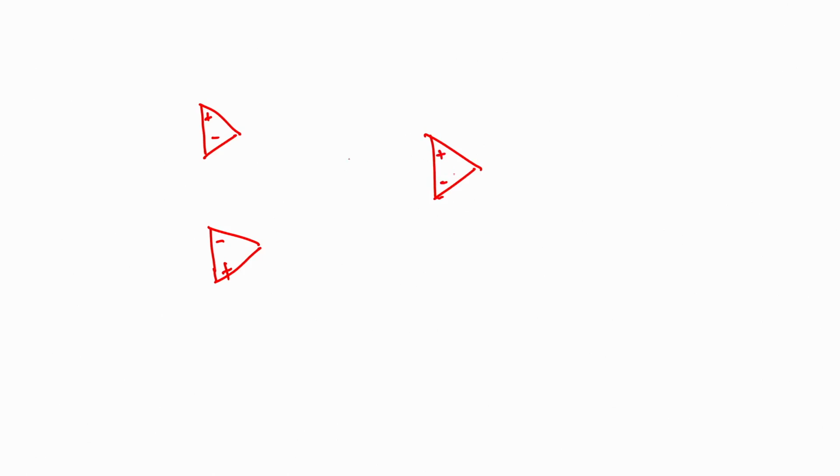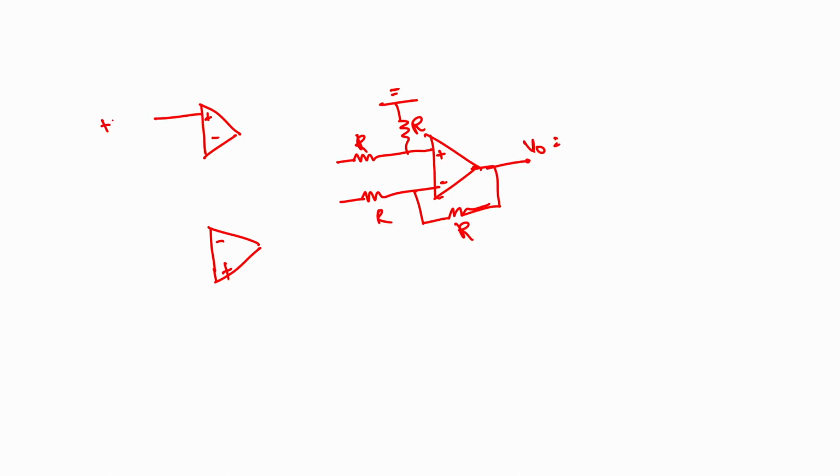So, plus minus I am considering. This is a differential amplifier configuration, where this terminal is also grounded. Since the gain is 1, all the resistors should be the same. The differential amplifier configuration is like an inverting amplifier configuration. This is R and this is R. This is V naught. So, we need to derive a relationship between V naught and IN plus and IN minus.